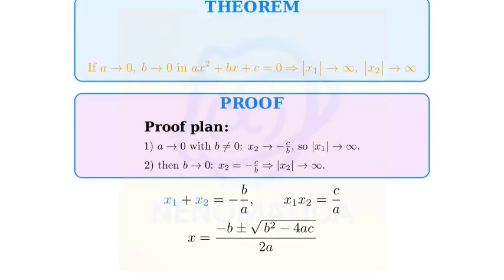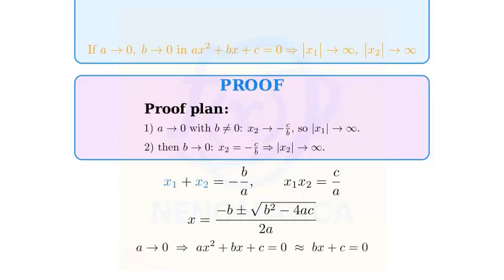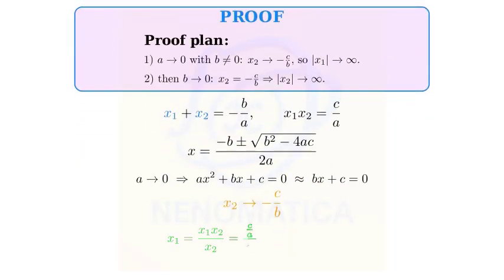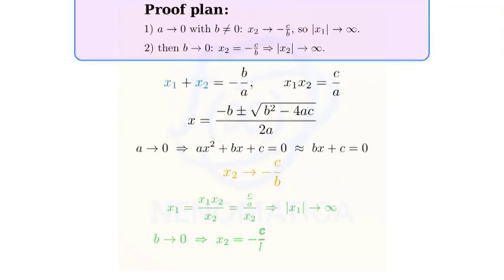Stage 1. Let a approach 0 while b is not 0. The quadratic is close to the linear equation bx plus c equals 0. So one root approaches negative c over b. Then, by the product formula, the other root must satisfy x1 equals c over a divided by x2, which diverges in magnitude.